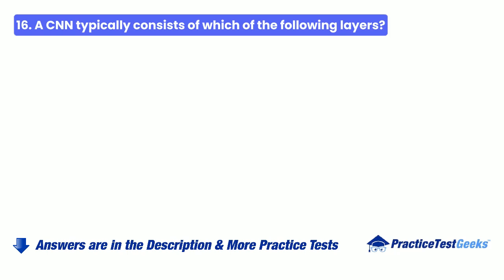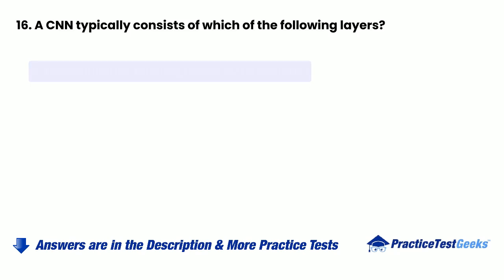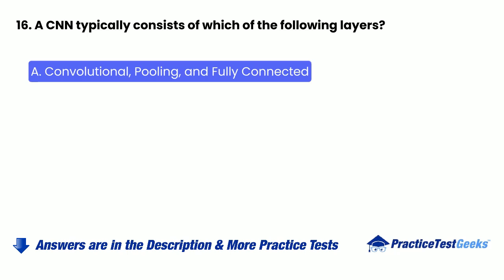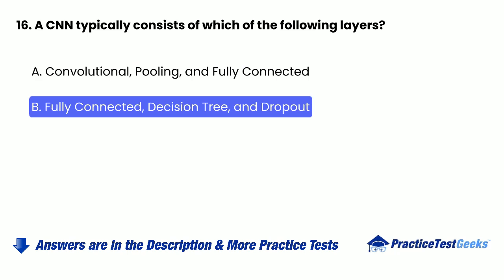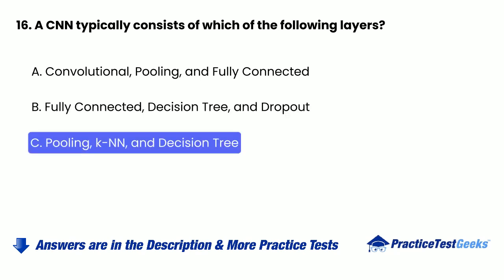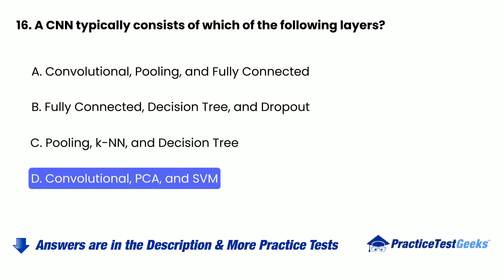16. A CNN typically consists of which of the following layers? A. Convolutional, pooling, and fully connected. B. Fully connected, decision tree, and dropout. C. Pooling, KNN, and decision tree. D. Convolutional, PCA, and SVM.